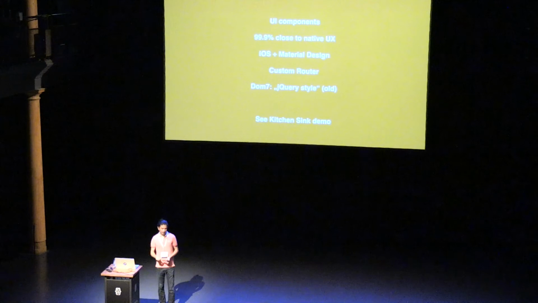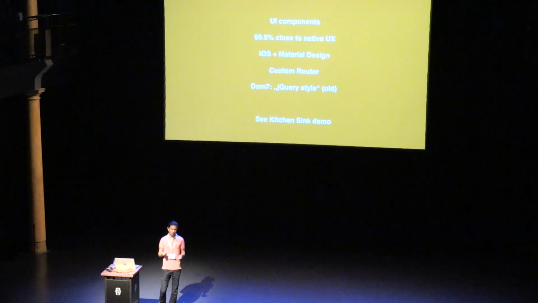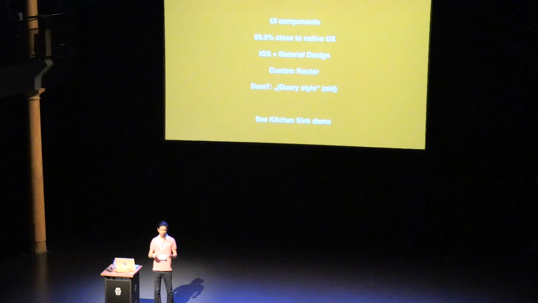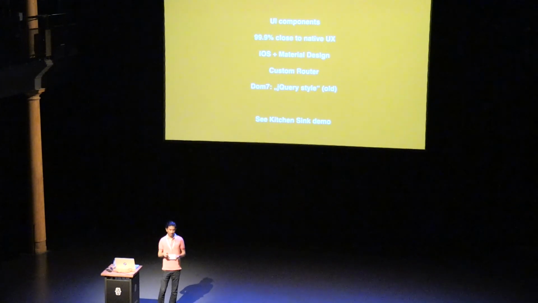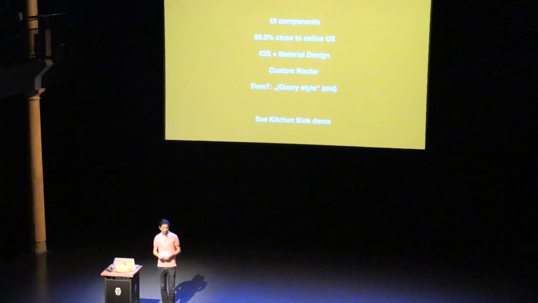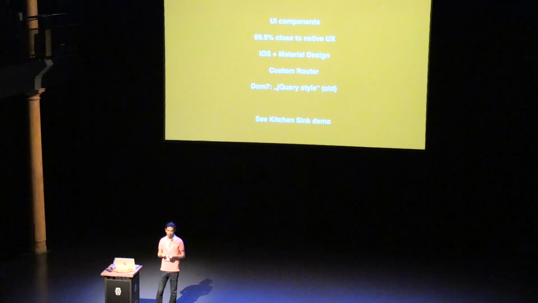So what exactly is Framework7? It's a little bit more than just UI components. It also comes with a custom router. You might be wondering, why would I need a custom router? There's already one built into Vue.js, and I'm going to tell you a little bit more about that later. And the way these components feel is very, very close to native. You can try that on your own. I will show you a kitchen sink demo later where you can see how everything looks.